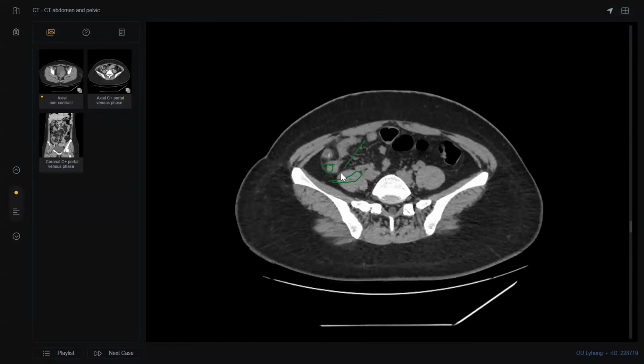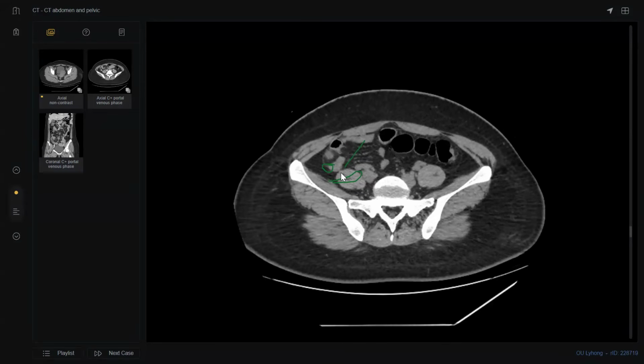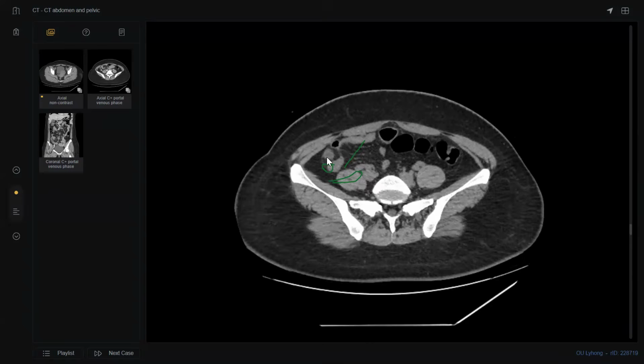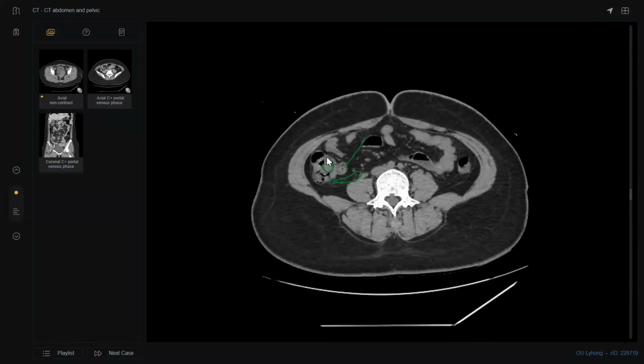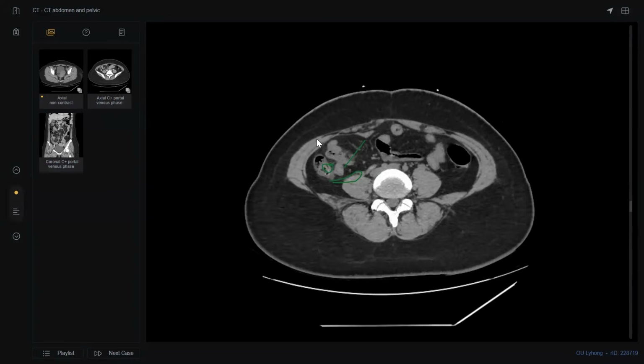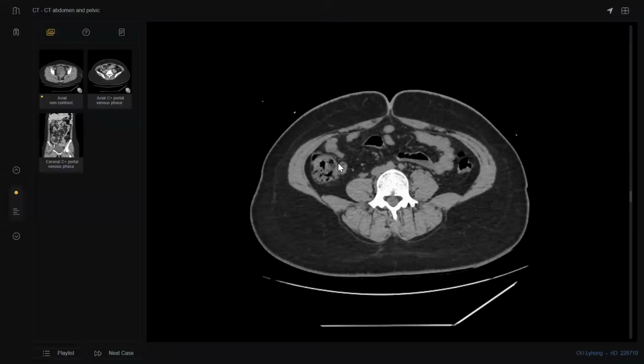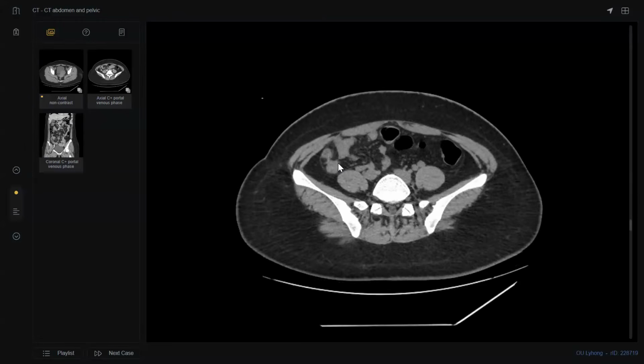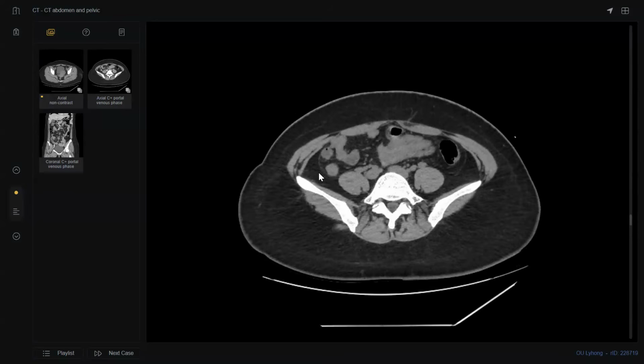Then this structure we wanted to see. At the beginning, it is blind ended. And it is not the appendix because we demarcated the appendix here. This is the appendix. So this is not the appendix, especially as it is anterior. Second, we want to know the connection of this structure. Follow it. You must scroll up and down to follow this structure.